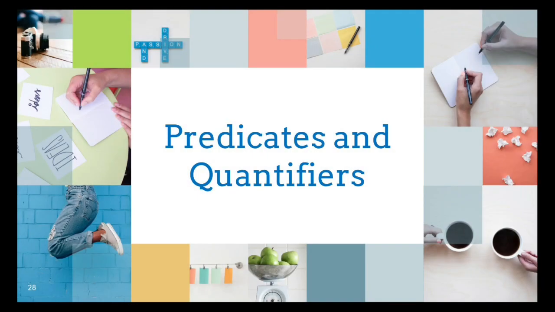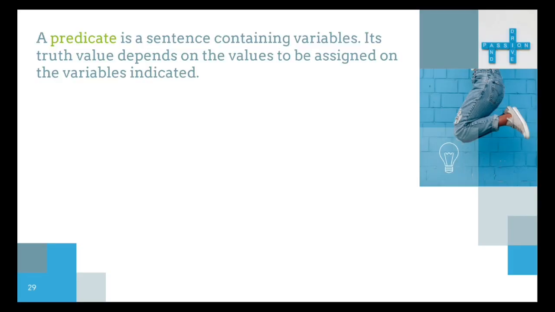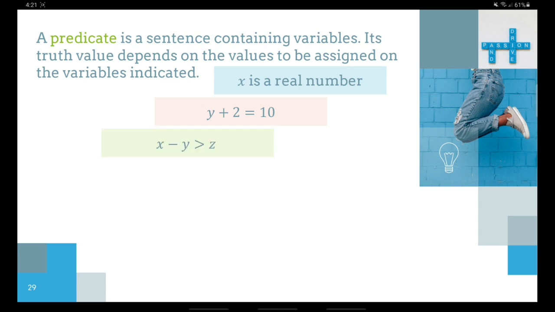Predicates and quantifiers. A predicate is a sentence containing variables. Its truth value depends on the values to be assigned to the variables indicated. X is a real number, so we don't know if this is true or false unless we know the value of X. Y plus 2 is equal to 10. X minus Y is greater than Z.